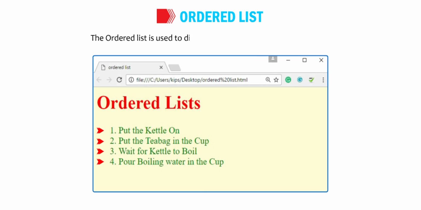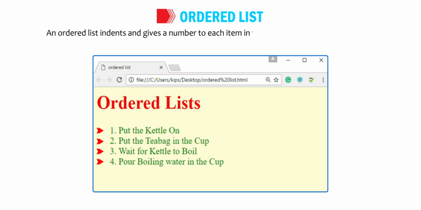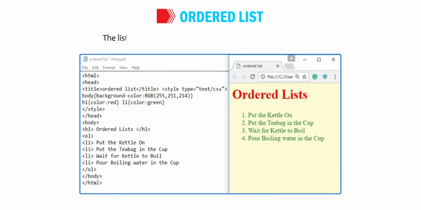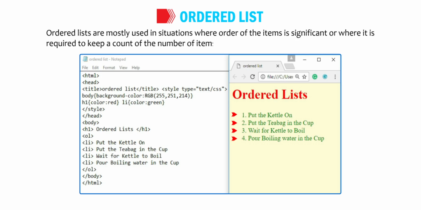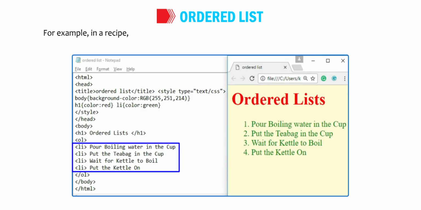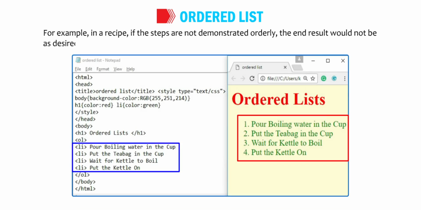Students, let us talk about the ordered list. The ordered list is used to display the list of items in a specific order. An ordered list indents and gives a number to each item in the list. That is why it is also known as the numbered list. The list begins and ends with <OL> and </OL> tags respectively. Ordered lists are mostly used in situations where the order of the items is significant or where it is required to keep account of the number of items. For example, in a recipe, if the steps are not demonstrated orderly, the end result would not be as desired.